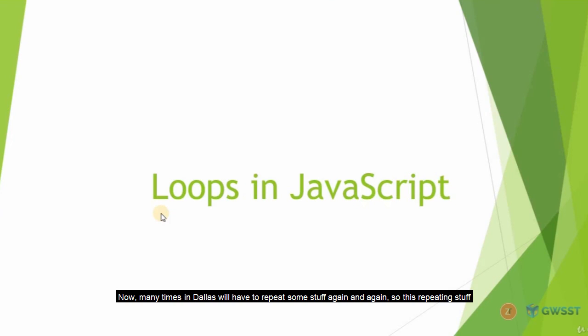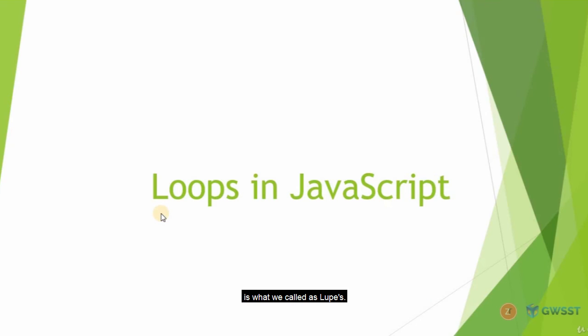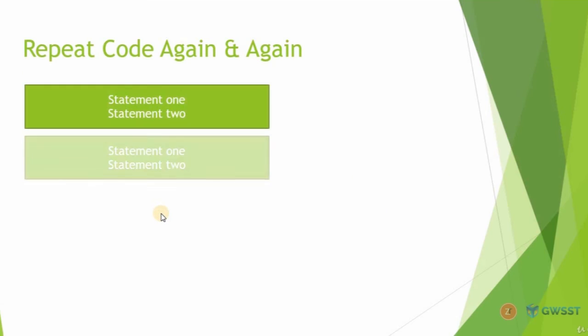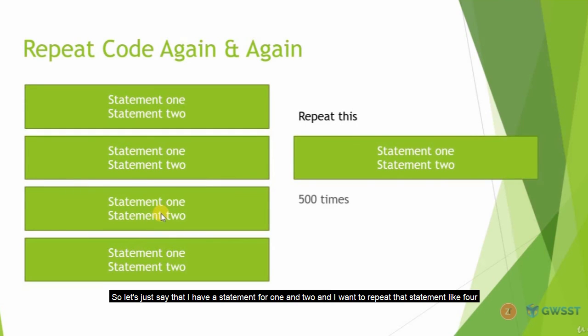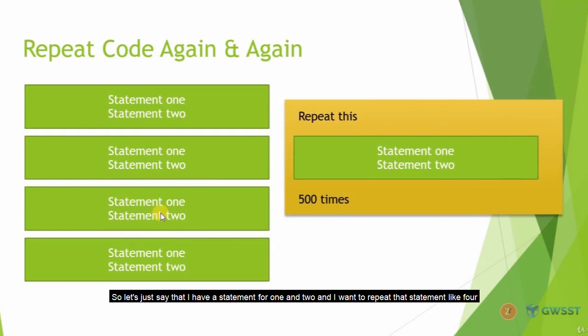Now many times in JavaScript you will have to repeat some stuff again and again. This repeating of stuff is what we call loops. Let's just say that I have a statement called 1 and 2, and I want to repeat that statement 4 times. Instead of writing that statement 4 times, I can write it 1 time, and I can tell JavaScript to repeat it 500 times.